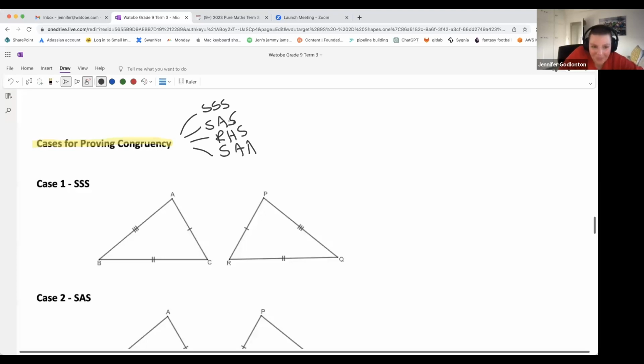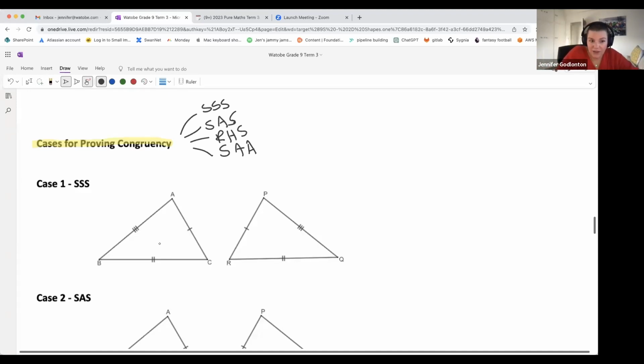Okay, cool. So let's talk about what each of these mean. Basically, we have to be able to prove one of these things is true in order to prove that 2 triangles are congruent. Because in the last examples, I gave you all the information. I showed you that the sides were all the same. I showed you that the angles were all the same. But most of the time, they won't do that. They will only give you some information.